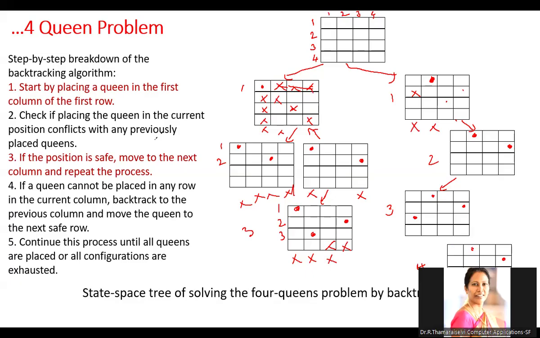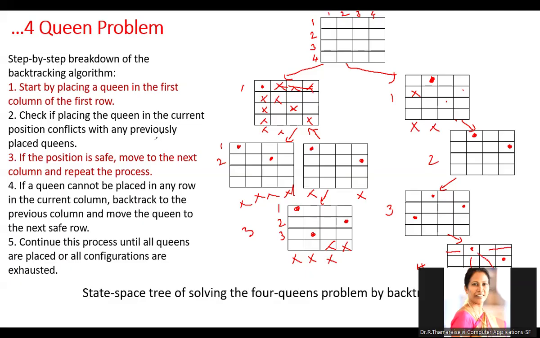Okay, so now this is the final board in which all the 4 queens are placed very safely. So here there is no attack. There is no queen in the same row, same column, or also in the diagonal.